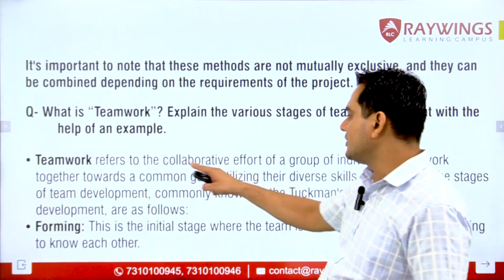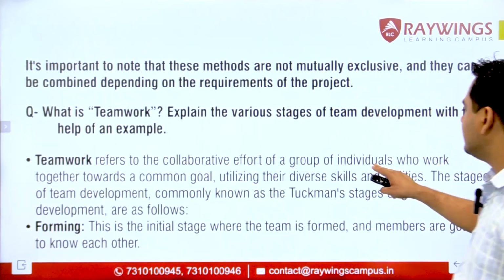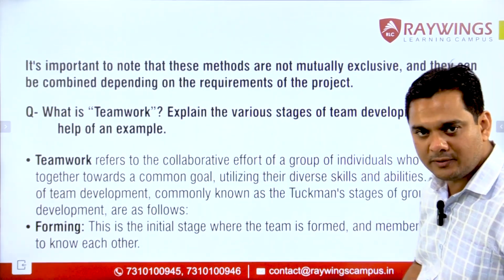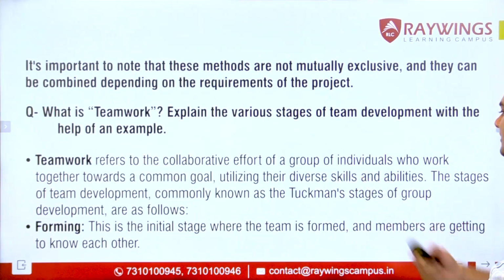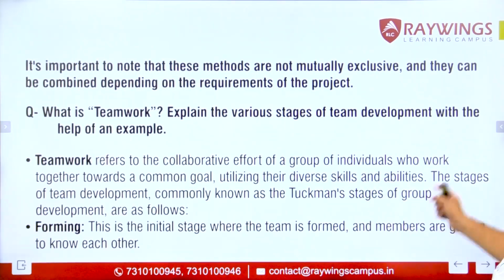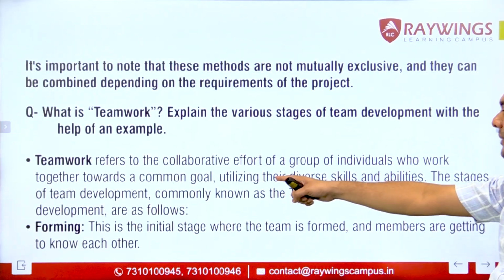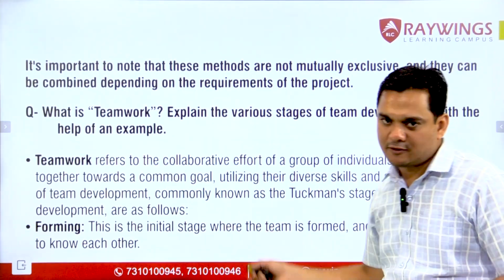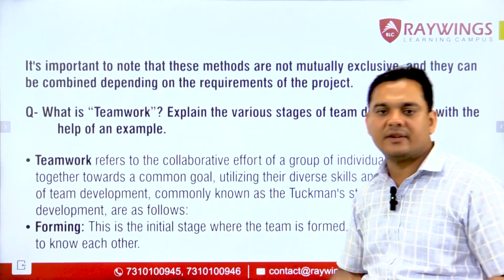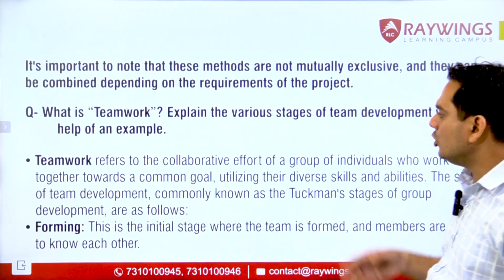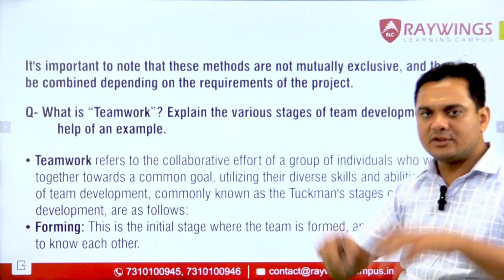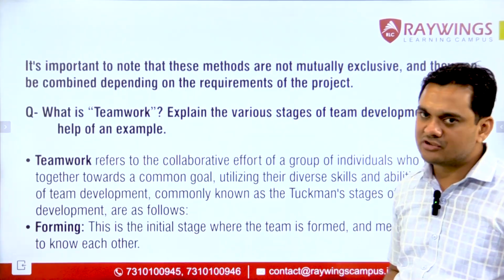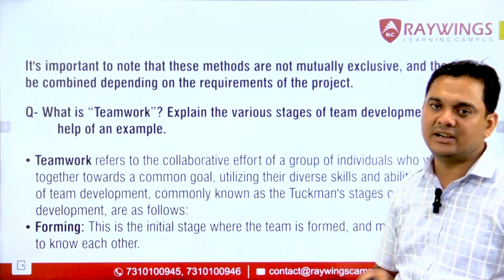So teamwork refers to the collaborative effort of a group of individuals who work together towards a common goal, utilizing their diverse skills and abilities. The stages of team development, commonly known as Tuckman's stages of group development, are as follows. So these are the different stages of teamwork. Basically the definition says that it is a group of people doing collective work to achieve a particular goal. That is what teamwork is all about. Now, what are the stages in teamwork?